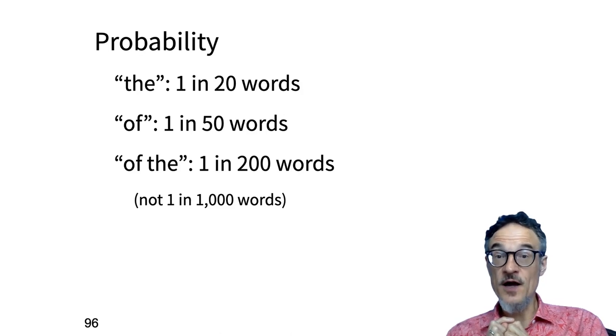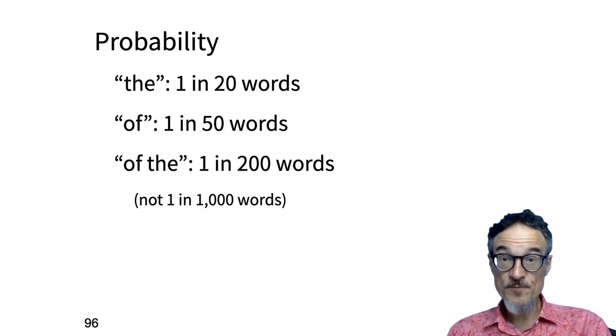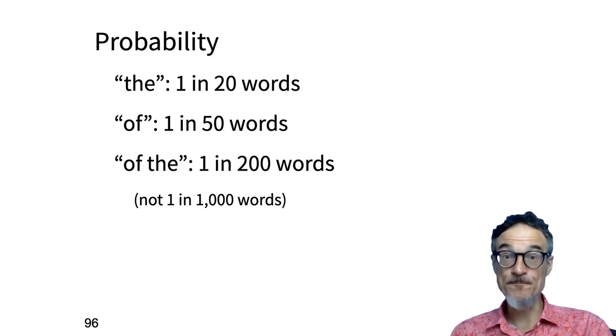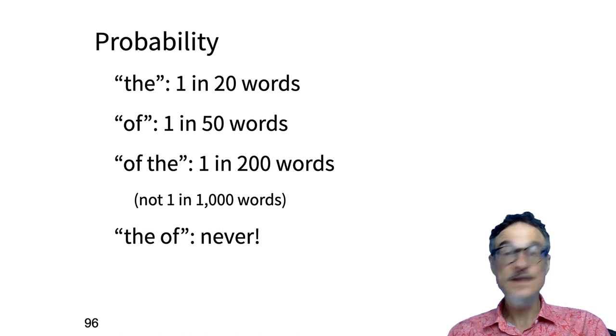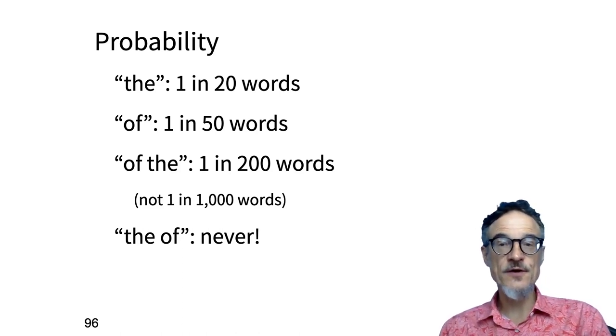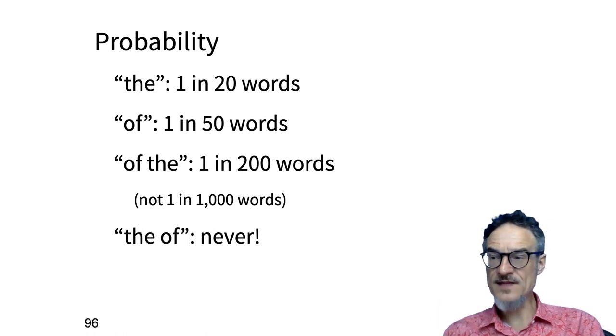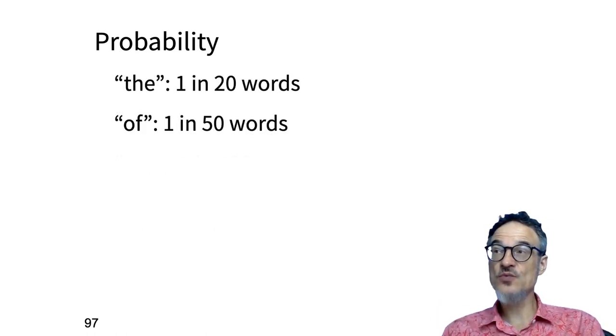It doesn't. "Of the" appears once every 200 words. If that was a word, it would probably be in the top 10. And "the of" never appears. So these words are not going together at random. There's a pattern.